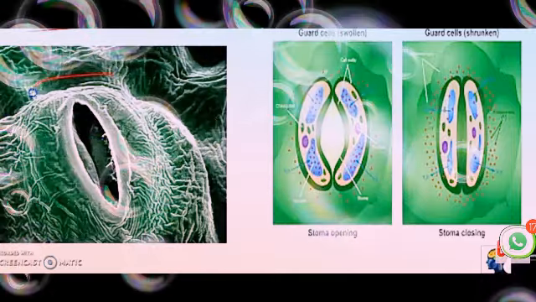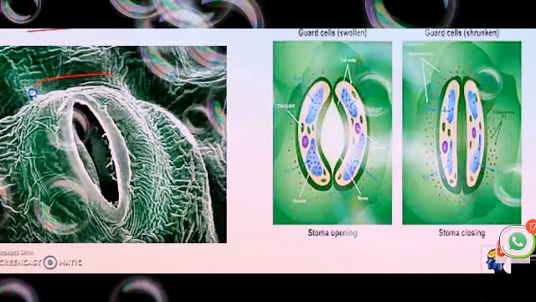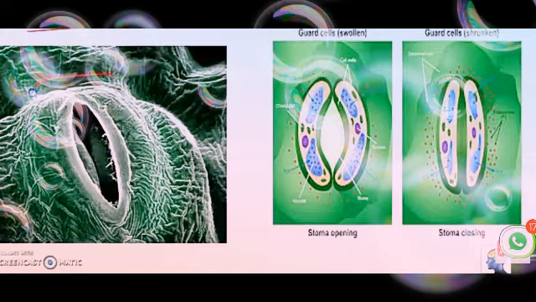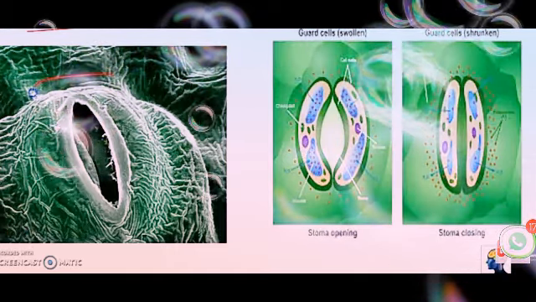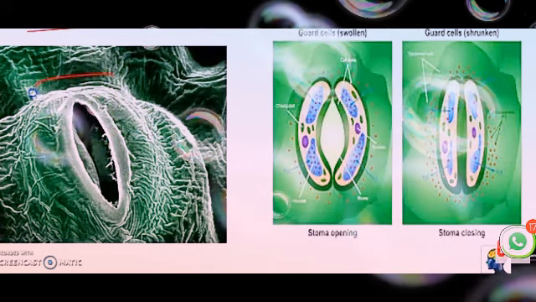One more theory is the sugar concentration theory. You know that during photosynthesis, the plants are making the food in the form of sugar, that is glucose.